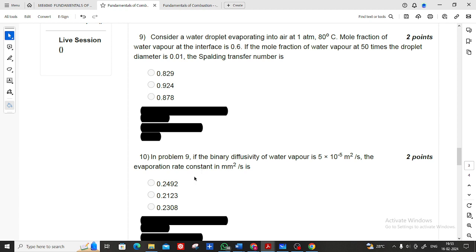After that, I want this answer from someone else. Can anyone solve it? It's a very easy question. But you need data from the previous question, and the answer of that question is 0.924. So you have Vy. Now you just need to calculate the evaporation rate, with the binary diffusivity of water vapor.